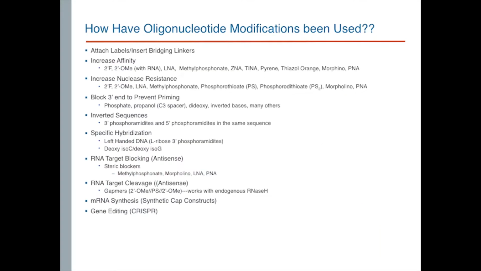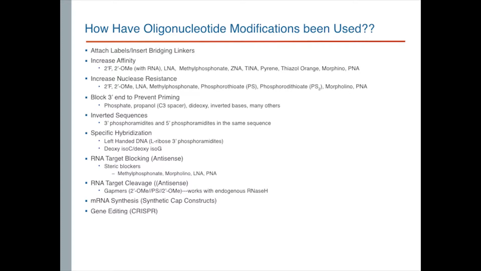So a little bit of a laundry list now of how these are used. You can attach labels and insert bridging linkers. I'll get into that more with how we evolved to have the hybridization protection assay. Increase affinity, things like 2' fluoro, again now off patent. ISIS, now Ionis, had the IP on that, but it's free now. And 2'-O-methyl, LNAs, methylphosphonates, ZNAs, TINA, on and on. Methods to increase affinity. Also a number of modifications to increase nuclease resistance, especially 2'-O-methyl.